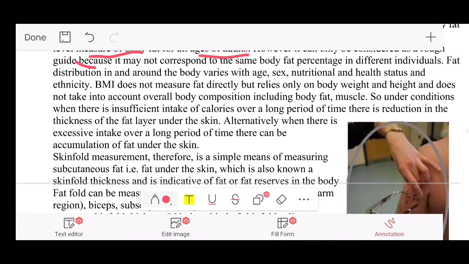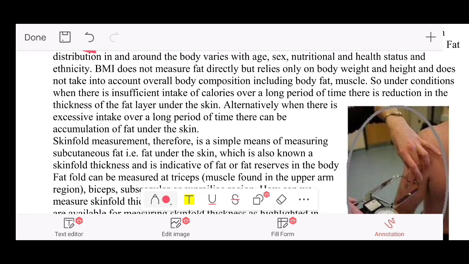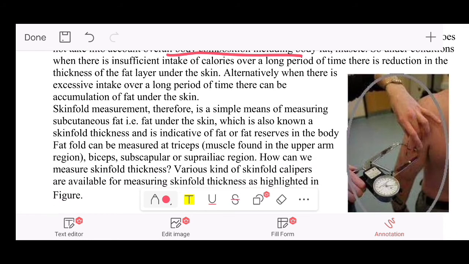Okay, so BMI does not measure fat directly, but relies only on body weight and height, and does not take into account overall body composition. Means BMI does not only measure the fat, it relies on body weight and height also. So alternatively, when there is excessive intake over a long period of time, there can be accumulation of fat under the skin. Means if anyone takes so much nutrition, then the fat will be accumulated under the skin also.